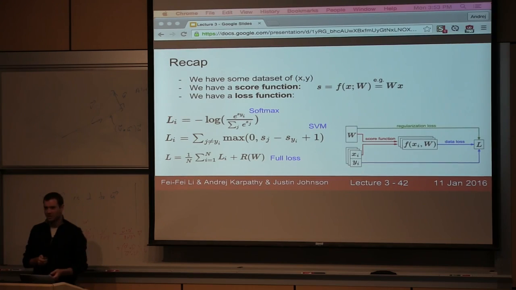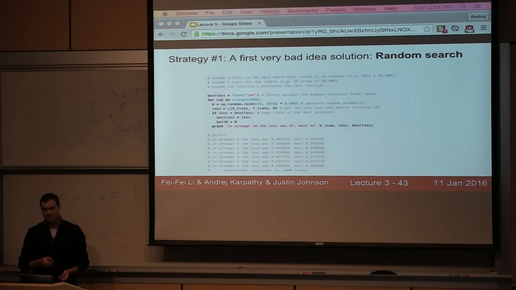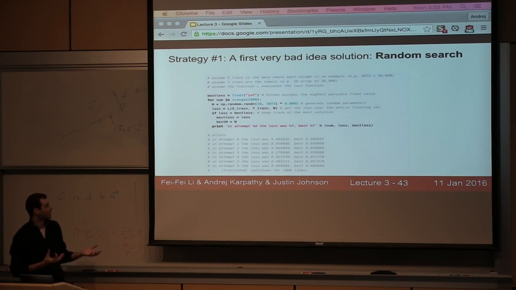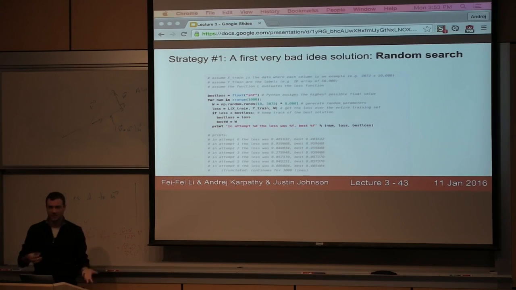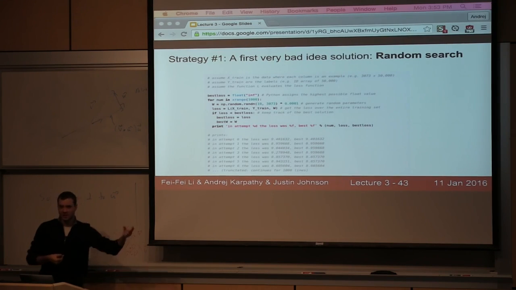So here's one strategy for optimization: a random search. Because we can evaluate the loss for any arbitrary W, what I can afford to do, and I don't want to go through this in full detail, is effectively randomly sample W's and check their loss.